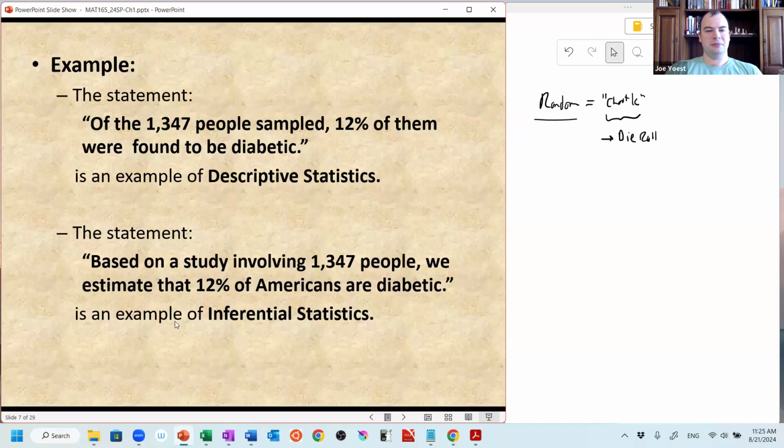But we're saying that if this is a large enough sample, if it's sufficiently representative, I think the results of that sample can be extrapolated to all Americans. And that's making an inference. I'm taking this 1,300 or so data points and trying to extrapolate it to the 350 million or so Americans. Is that a good thing to do or not? Again, that's a question that we'll try to answer in a little more depth later on in the course.